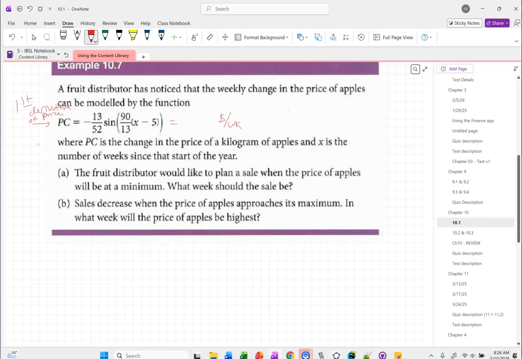Okay, the fruit distributor would like to plan a sale when the price of apples will be at a minimum. What week should the sale be? So what I'm going to do is I'm just going to graph this on my calculator and look for the x-intercepts and look at where the graph changes from negative to positive.